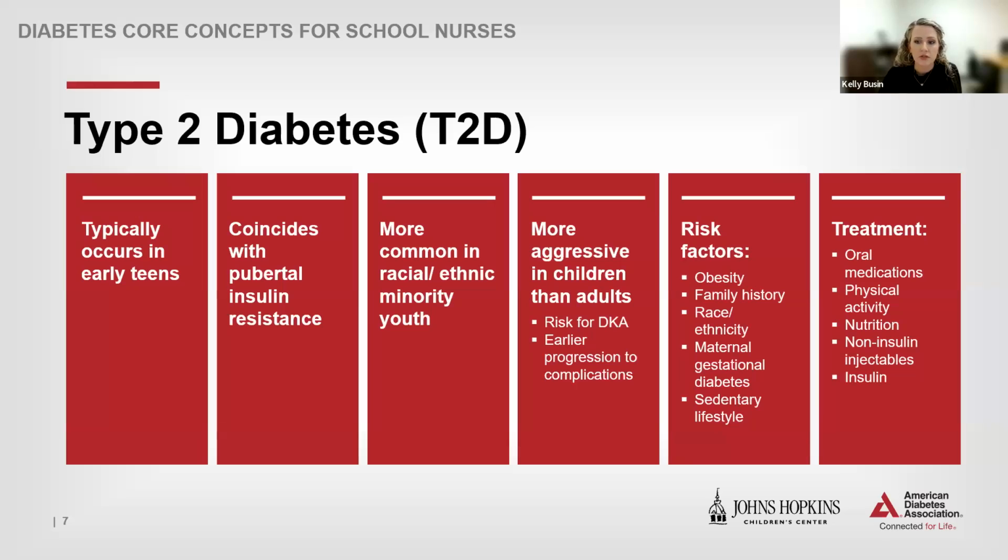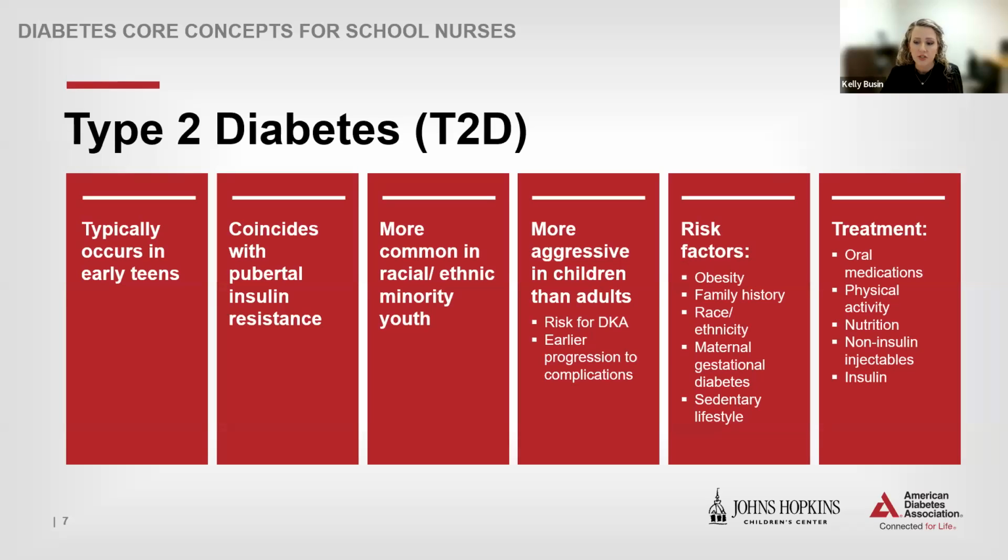Generally, type 2, when it's diagnosed in childhood, tends to be more aggressive than if they were to be diagnosed in adulthood. And so children with type 2 have a higher risk of diabetic ketoacidosis and an earlier progression to chronic complications and comorbidities like kidney disease, cardiac disease, diabetic retinopathy, or diabetic neuropathy. And because of its aggressive nature and the higher risk for long-term complications, treatment options are also more aggressive with the goal of tighter glycemic control, which is why you might see children with type 2 diabetes being treated with insulin in addition to oral medications.